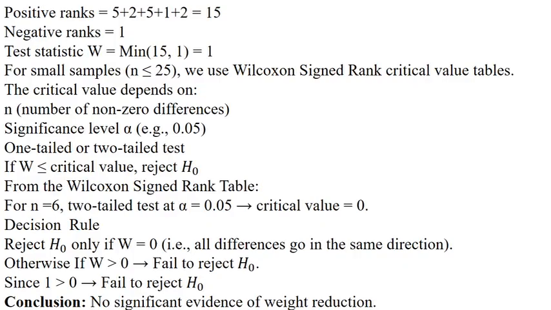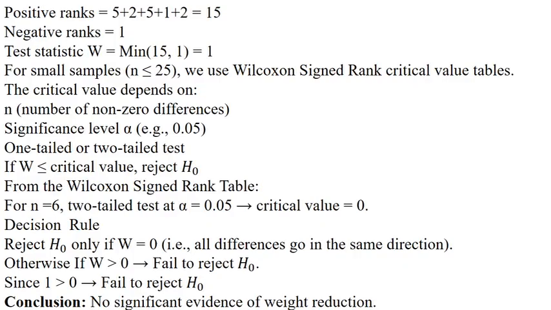So for a one-tailed or two-tailed test, if our W, the Wilcoxon signed rank statistic, is less than or equal to the critical value we get from our table, we reject H naught. From the Wilcoxon signed rank table, for n equal to 6, two tails at alpha 0.05, the critical value equals 0. Then we check our critical value from the table: when our sample size is 6 and we are considering two tails at alpha equal to 0.05, from our Wilcoxon signed rank critical value table, our critical value is 0.